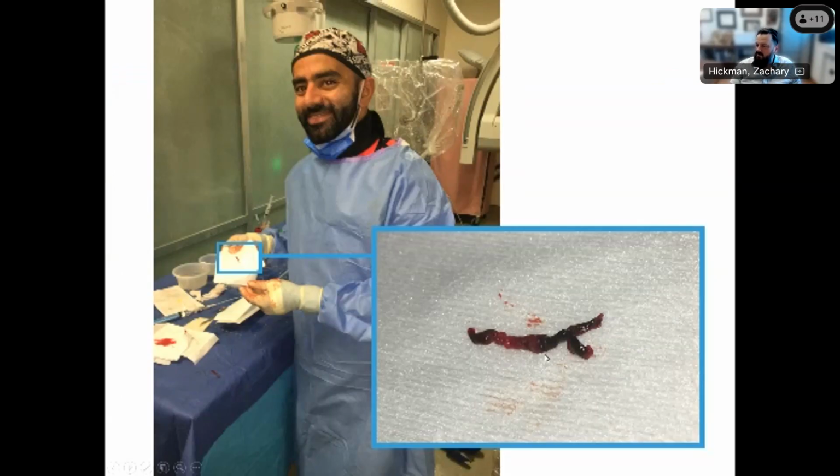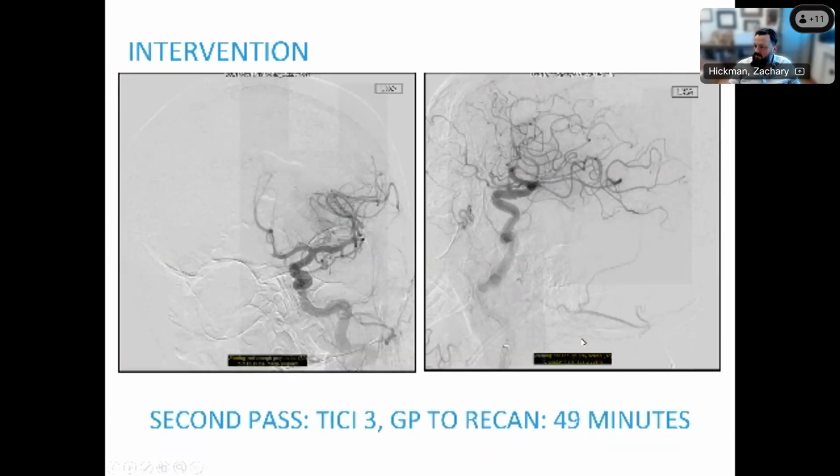It's a stent retriever. So Dr. Shore would be able to talk a little bit more elegantly about the actual procedure, but this is what it looks like when they get this out. And then they'll do some additional angiogram runs to see how the perfusion is looking distal to that.